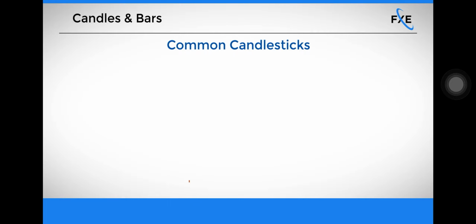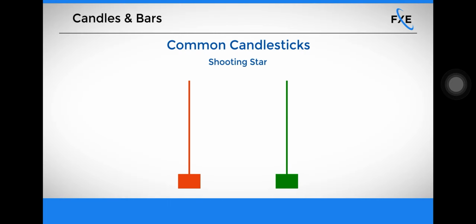Let's now look at shooting star candles. The candles that we can see on the screen are known as shooting star candles, and they can be used to identify a possible reversal in an uptrend. The open of the shooting star candle is close to the low of the range of the period, and the close is at or very near the low of the period.